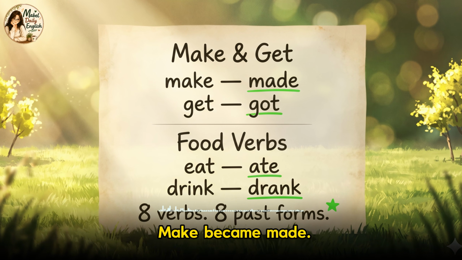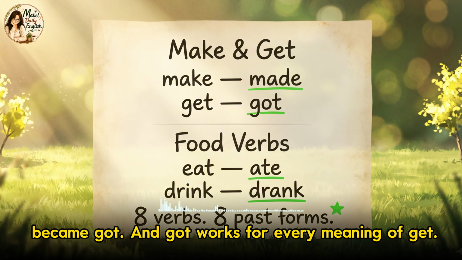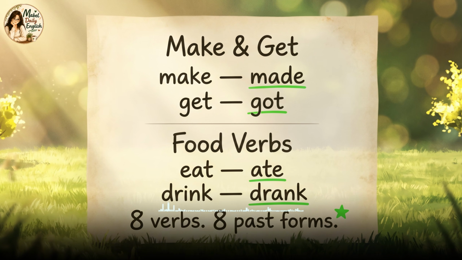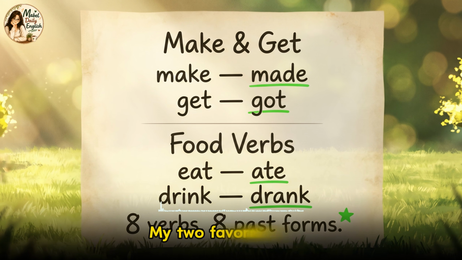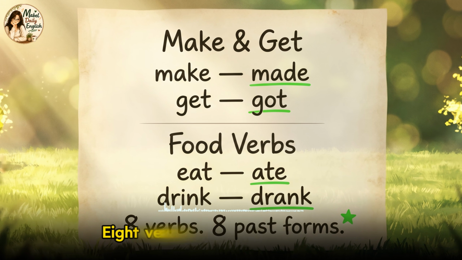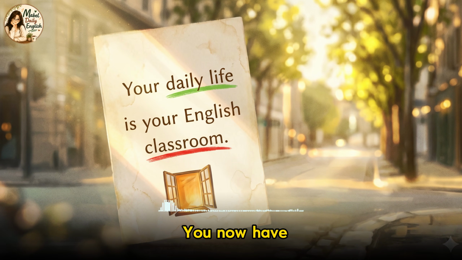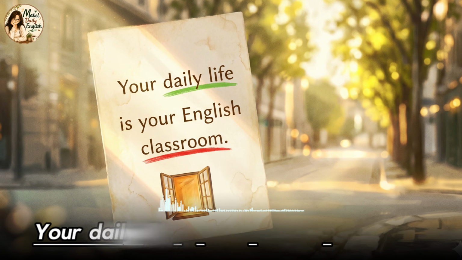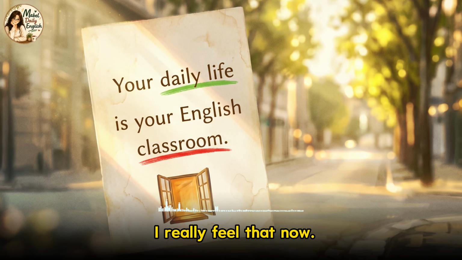Pair 3, making and getting. Make became made. Get became got. And got works for every meaning of get. And pair 4, food verbs. Eat became ate. Drink became drank. My 2 favorite verbs. 8 verbs, 8 past tense forms. You now have everything you need to talk about your day in English. Your daily life is your English classroom. I really feel that now.